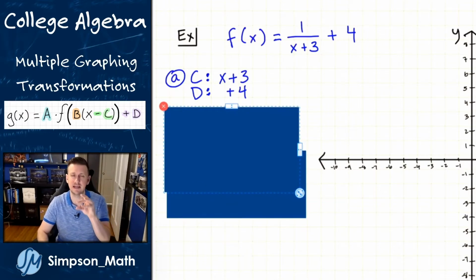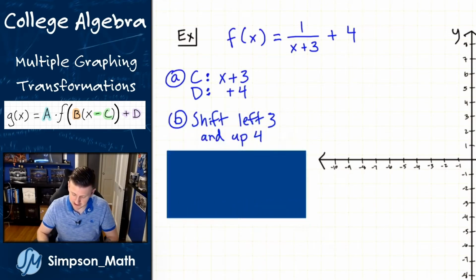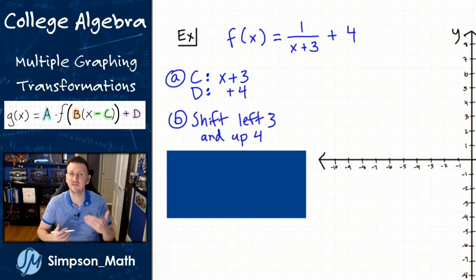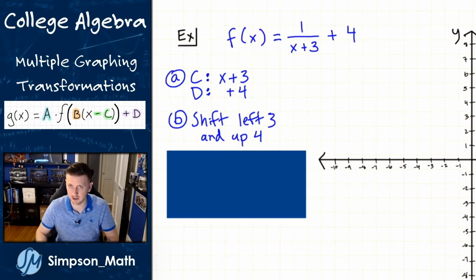Remember, I'm not just naming what c is. I like to write the binomial with the c, so that way I don't worry about positives or negatives. I just see that plus 3, and I know that it's going to go left 3. So I'm going to go left 3 and then up 4. Remember, the horizontal motion direction kind of feels backwards. So let's get this graphed.